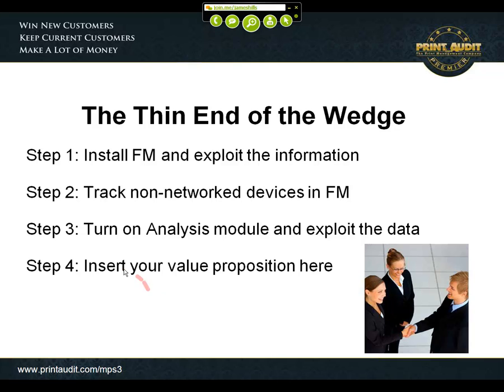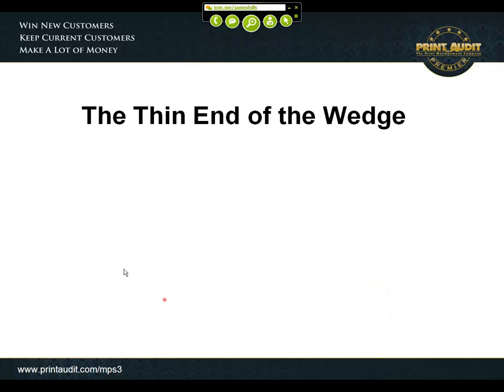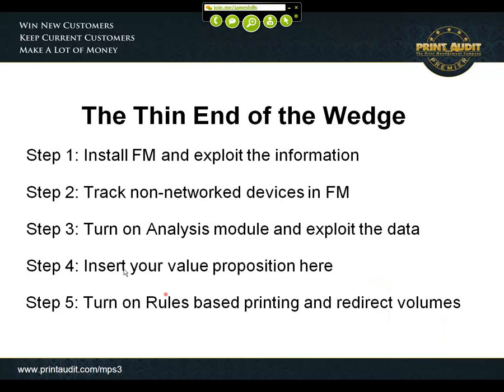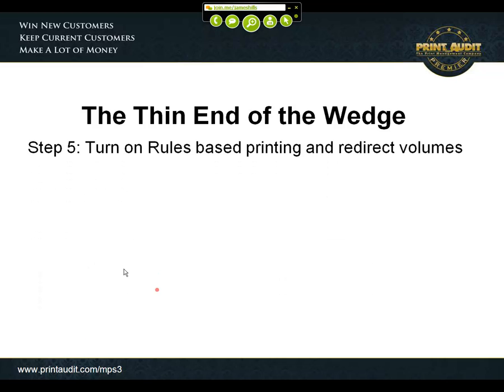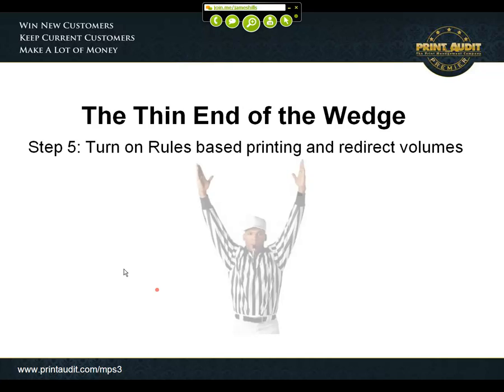Now, the last step in this, once you've got that, is to turn on rules-based printing and start to redirect the volume. That could be one of the strategies that you are going to employ in addition to your existing value proposition. And of course, by turning on rules, you're being able to redirect volumes based on criteria you wish.